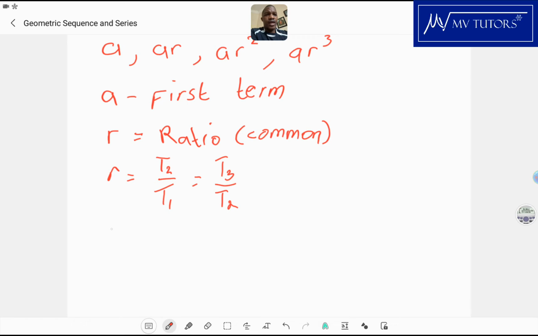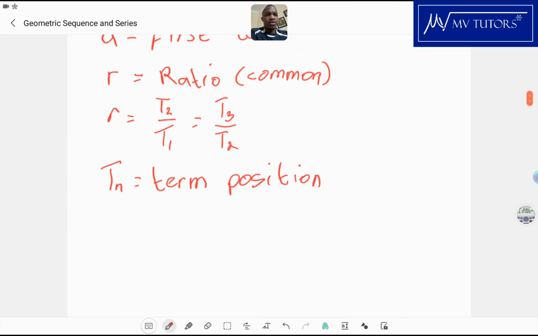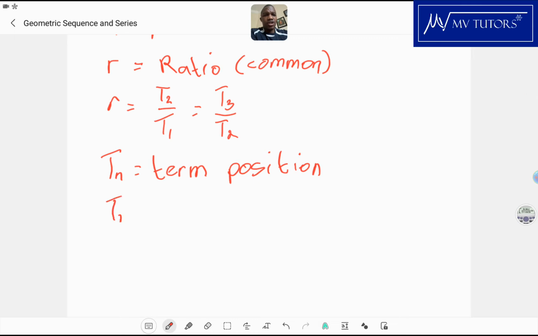And then we have what we call Tn. Tn is just the term position. So Tn is a term position, and its general formula is A times R, and then n minus 1 is an exponent of R. Or as I prefer putting it, I open the bracket, put R in there, close the bracket, and an exponent of n minus 1. Same thing. Let's just do a quick example.